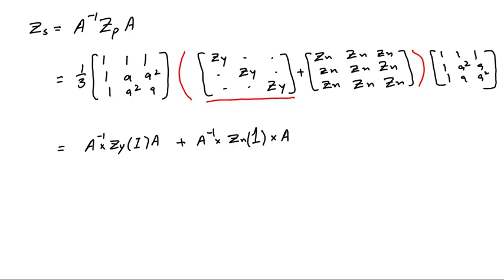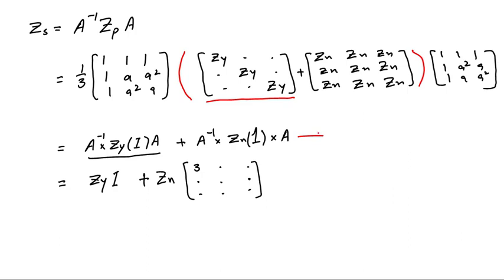Now the first part is very simple. If I take the scalar ZY as common, then this will be A inverse into identity into A, and the final value will be the identity matrix. So this will become ZY into identity matrix plus this product. If I take Zn common, the product of A inverse matrix, the matrix that consists of all ones, into matrix A will be equal to a matrix in which only the first entry will be 3 and all other entries will be 0. So that can be proved by multiplying these three matrices.